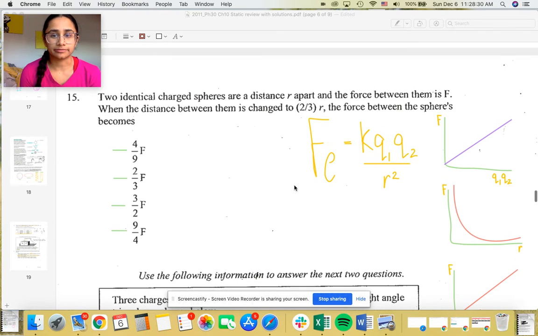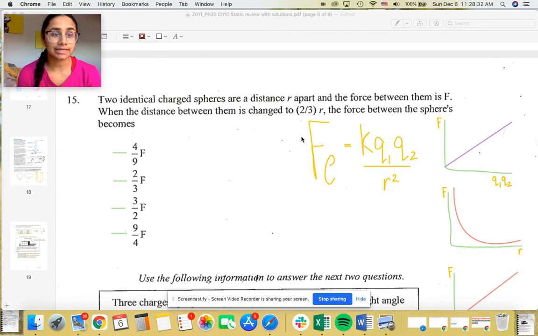So just a big recap here. The force is directly proportional to the masses if it were in gravity, and the force, quite similarly, is directly proportional to the charges if it's in terms of electricity, which is what we're doing. If it's the distance, it's going to be inversely proportional by its square. So let's take a look at this question.